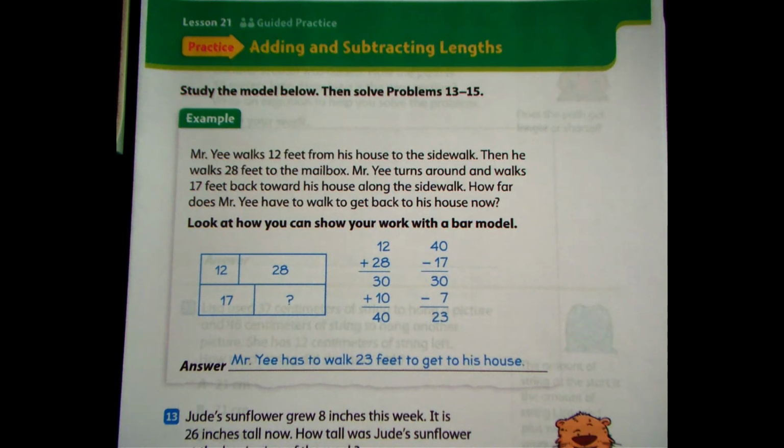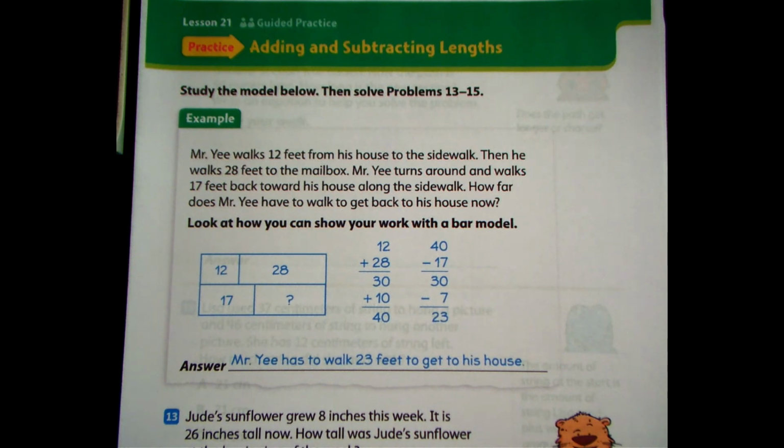I'm going to finish out lesson 21 with you this week. It looks like we've been working on adding and subtracting lengths and word problems. So you should be in your instruction book on page 198. Now let's look at the example together and then we will solve problems 13 through 15.